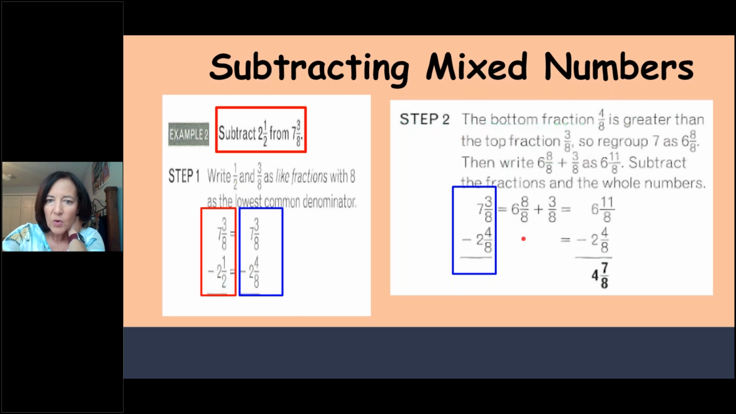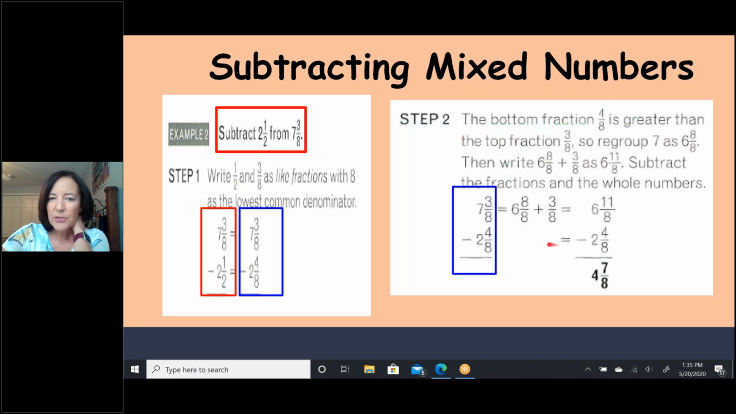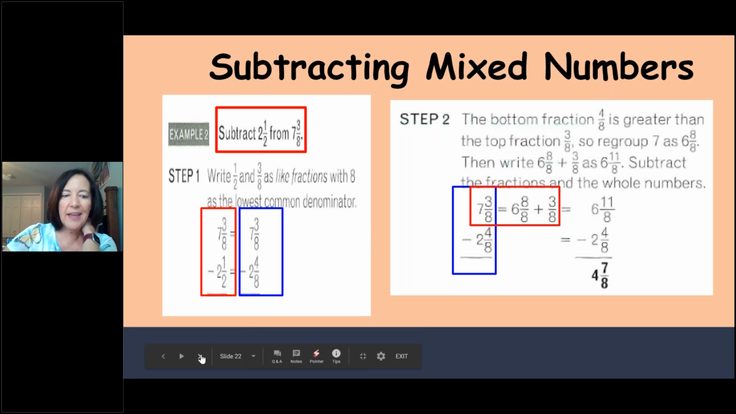So now we need to do 3/8 minus 4/8. Well, I can't do that because I don't have enough eighths. I need to rewrite 7 3/8. I'm just going to rewrite the 7 first. I'm going to write that as 6 8/8 plus 3 more eighths. So it's like 6 11/8 minus 2 4/8. And our answer is 4 7/8. Did you keep track of all that, Taylisha? Okay.